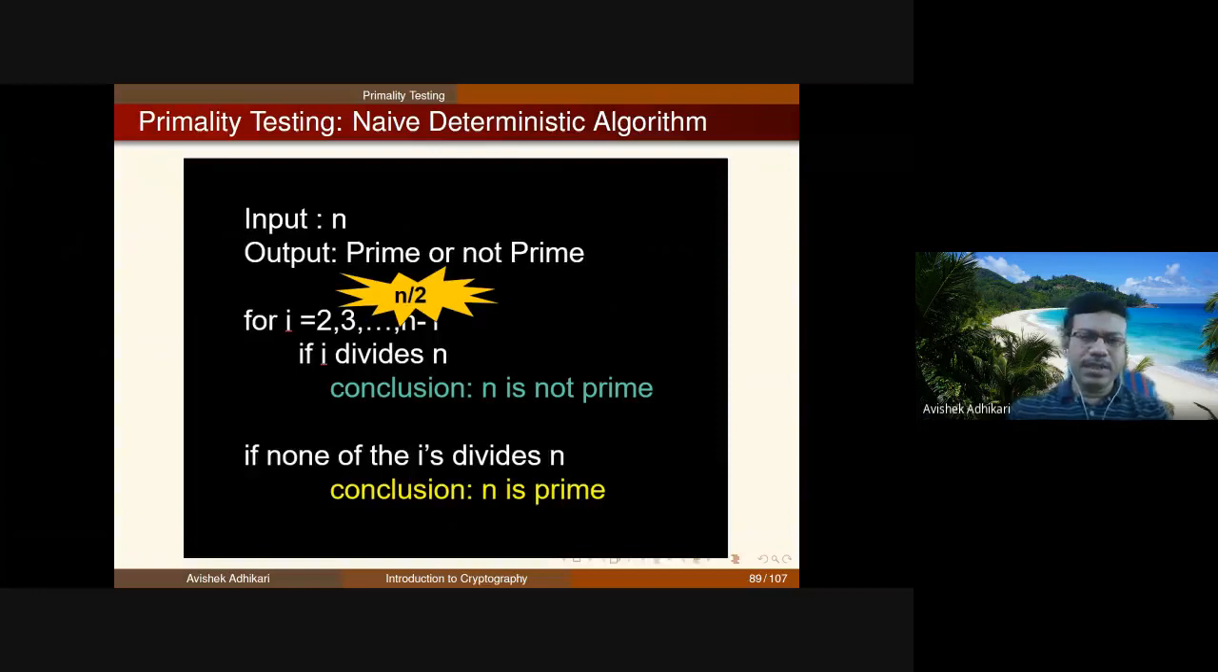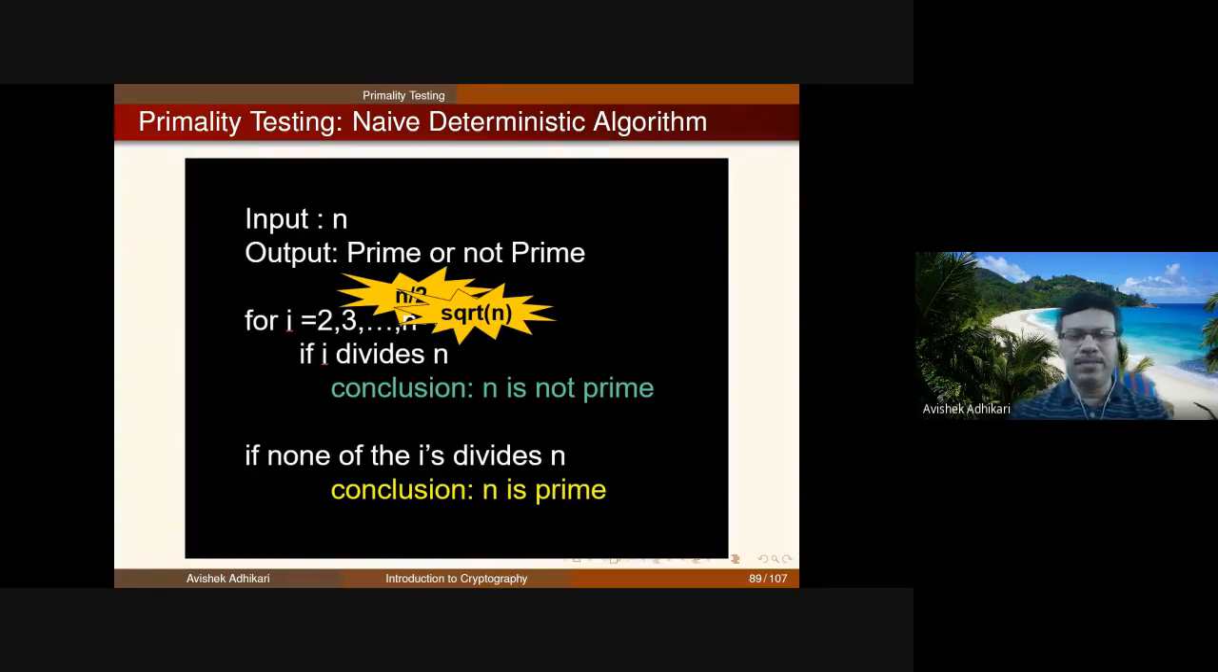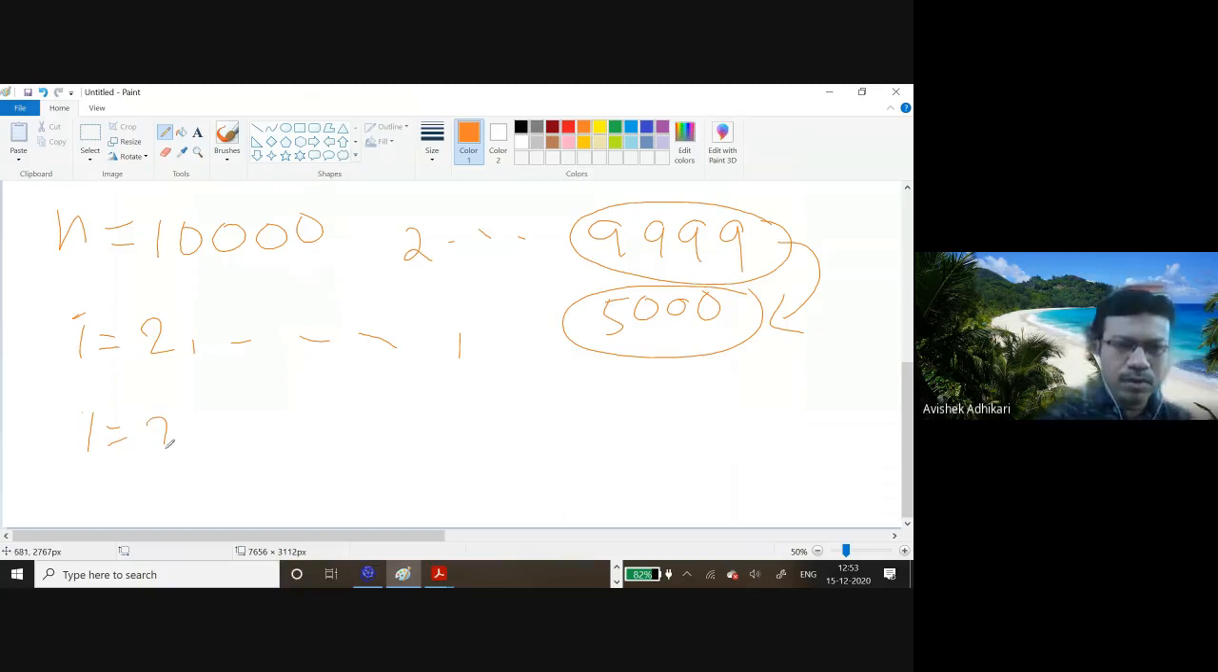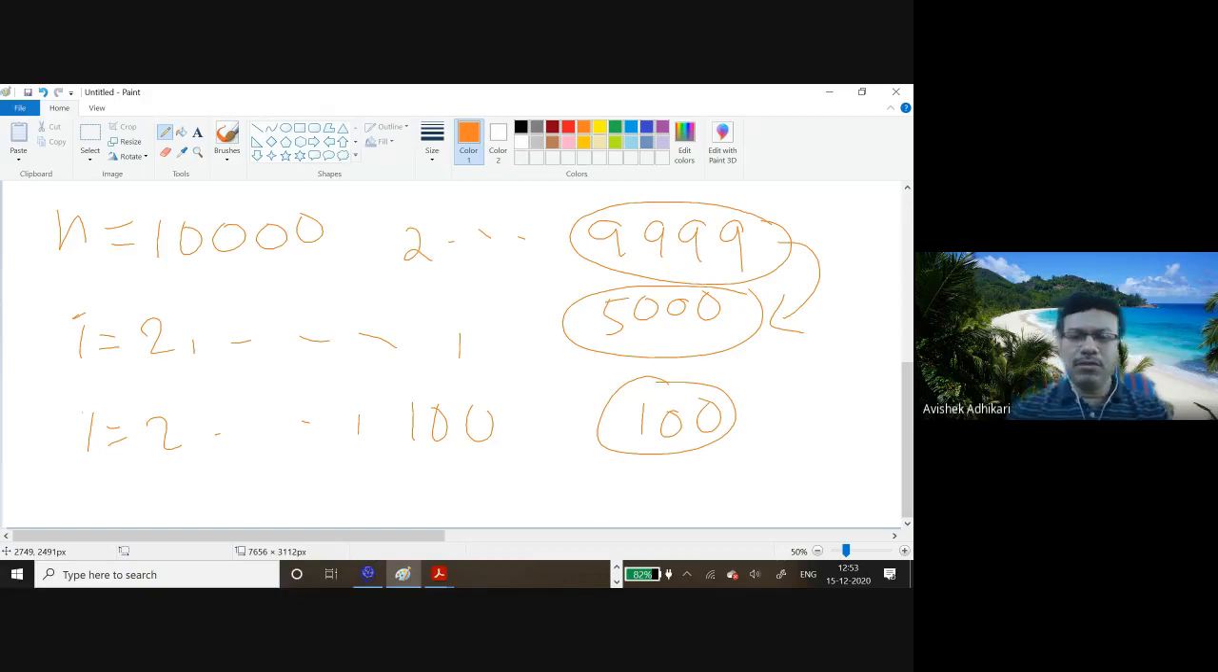And somebody may say, I may do a little better. Instead of going from 2 to n by 2 or n minus 1, I will go till the square root of n. So I will go from 2 to square root of n. That means 100, so it will take around 100 steps. Now you can see it requires around 100 steps, around 5,000 steps, and around 10,000 steps.